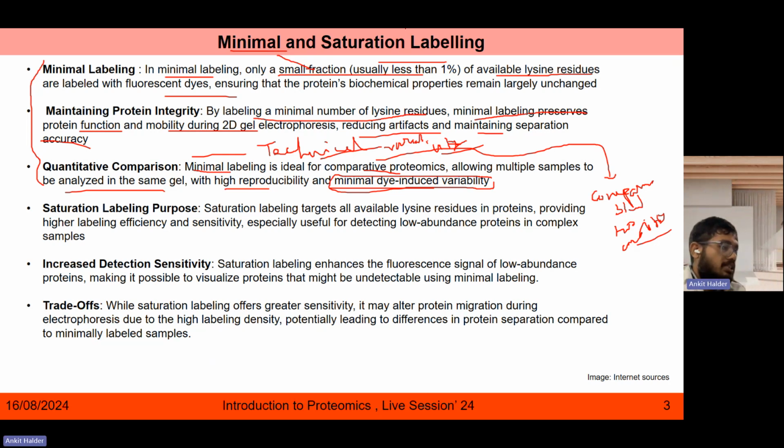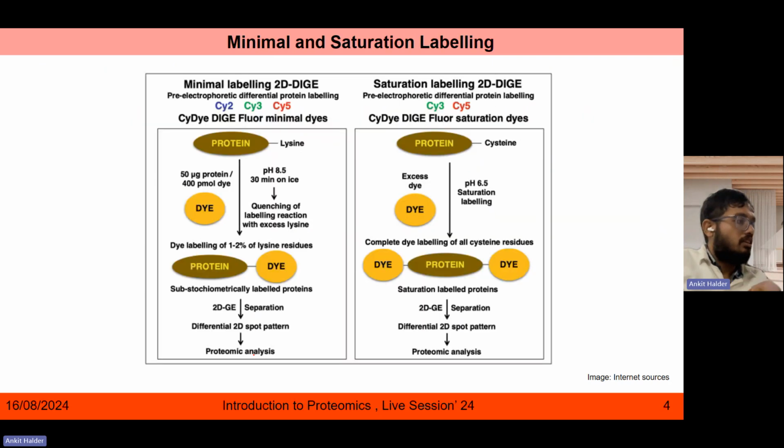Saturation labeling might alter protein migration during electrophoresis due to the high labeling density. So it may alter the protein migration during electrophoresis, and this might lead to differences in protein separation compared to the minimally labeled technique.